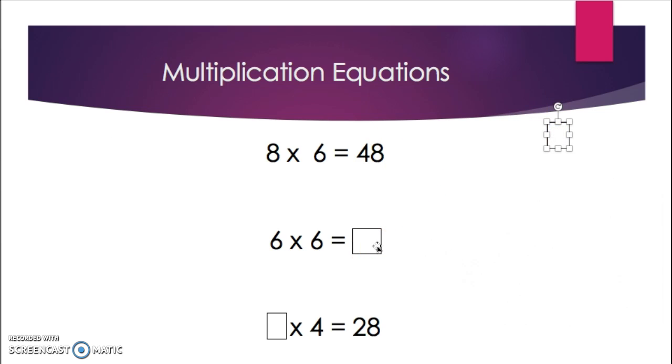Now we would move on to a different equation where it's asking for the product, and you would all tell me 6 times 6 equals 36. The last one is going to be the same as the first one, only this time we're looking at a different number. This time we're missing the first number in the equation rather than the second or the third. So what times 4 equals 28? You all would tell me 7.